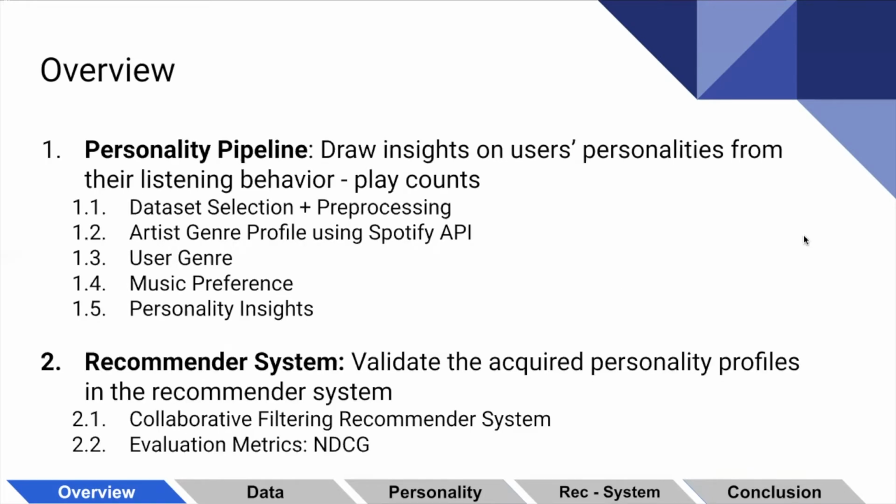The overall idea of this project is to derive insights on users' personality from their listening behaviors, group the users depending on their music preference, and evaluate the recommender system's performance among those groups of users. This project is divided into 2 main parts, the personality traits pipeline and the recommender system evaluation.